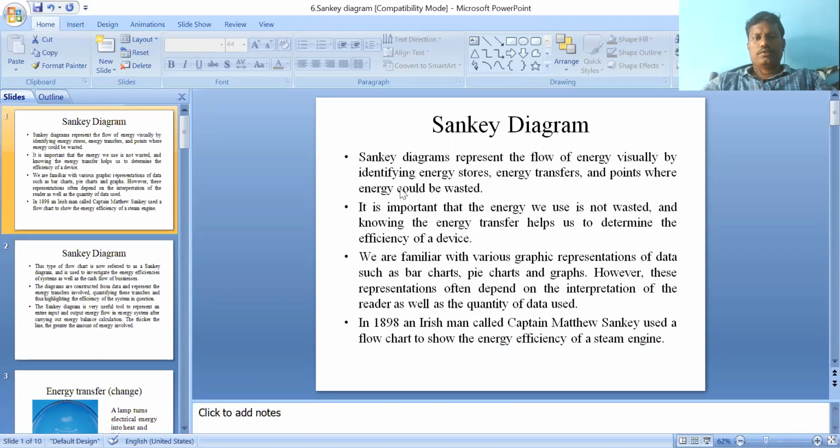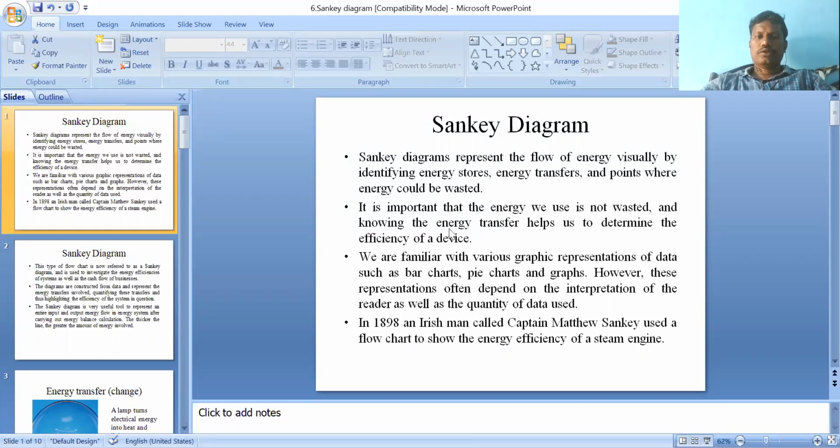So a Sankey diagram represents the flow of energy visually by identifying energy stores, energy transfers, and points where energy could be wasted. It shows how much energy is stored, how much energy is transferred, and how much energy will be wasted. It is important that the energy we use is not wasted.